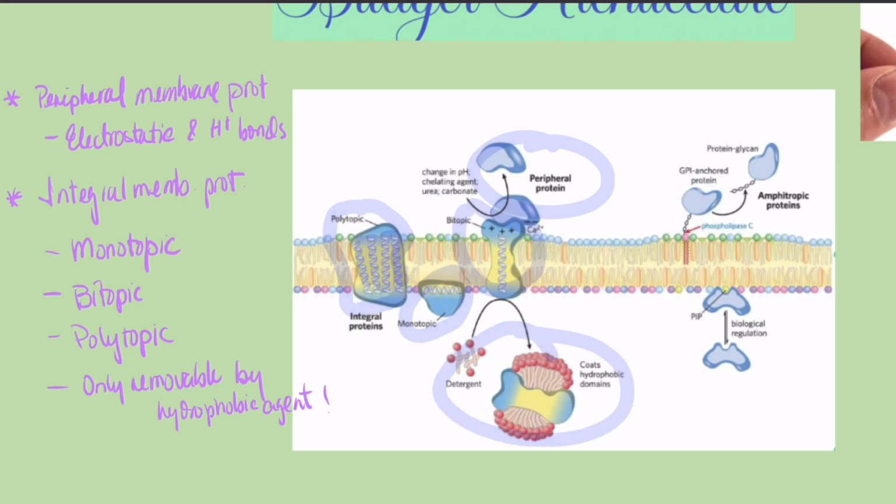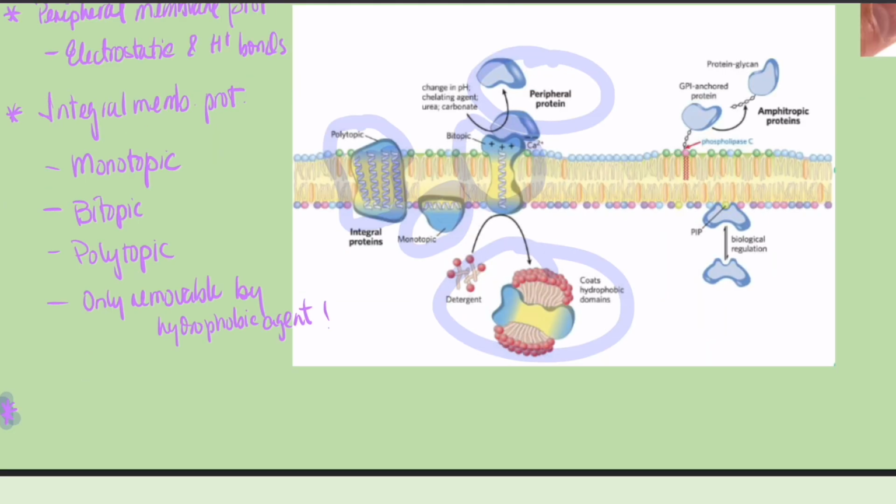Lastly, amphitropic proteins, associated reversibly with membranes, are found in both membranes and in the cytosol.